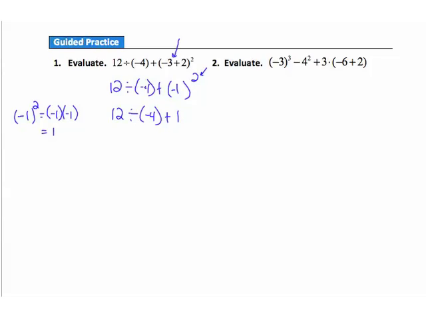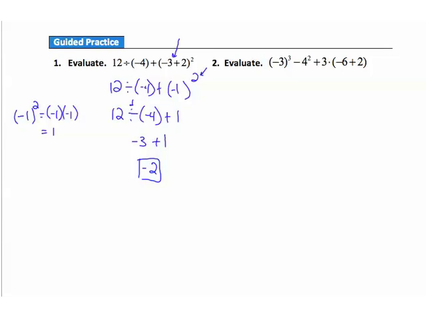Now we're looking at division, so I would do this division next. 12 divided by -4, those are different signs, so that's going to give me a negative answer. That will give me a -3. And now I have a -3 plus a +1, so I have more negatives. In fact, I have 2 more negatives. So I get an answer of -2 when I evaluate that expression.